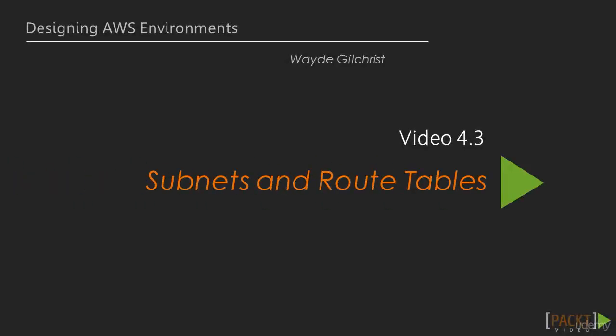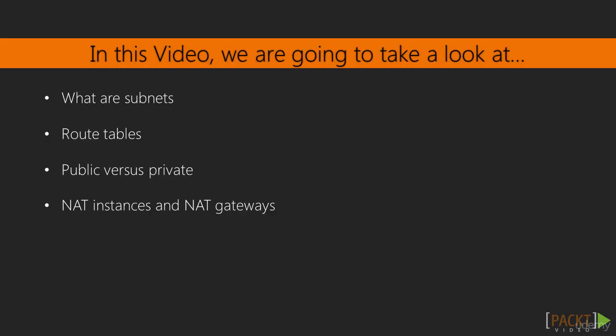In the previous video, we learned about private, public, and elastic IP addresses and how they are assigned to the ENIs attached to an instance. In this video, we are going to discuss subnets and route tables and how a route in the route table can make a subnet public or private. Then we'll talk about NAT instances and NAT gateways to give instances in private subnets access to the Internet.